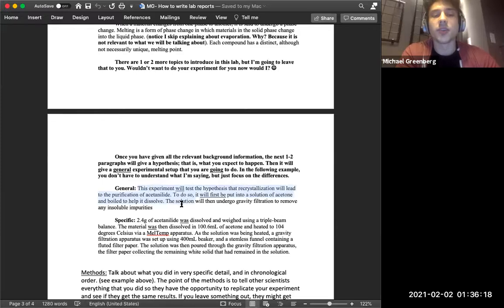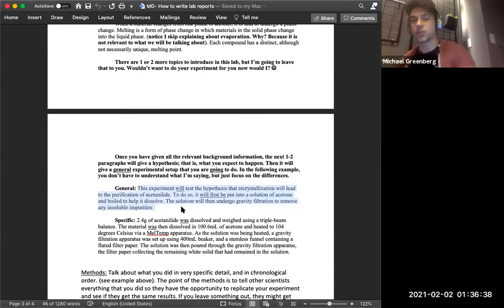You'll talk about how this experiment will in the future test the hypothesis that recrystallization will lead to the purification of acid analyte. To do so, we'll first put it into a solution of acetone and oil to help it dissolve. You don't have to know what this is yet. Just know the general idea is that you're talking about what you're generally going to be doing in the future.